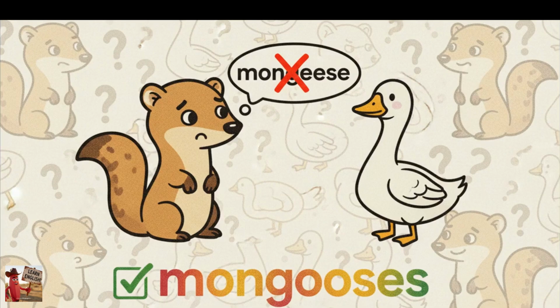So, did you get it? The answer is mongooses. Now, if you thought mongeese, you're not alone. And you weren't really wrong, you were just doing what our brains do best. You were spotting a pattern, right? Just like goose becomes geese, that's called analogy, and it's a super powerful force in how we talk, even if it leads us down the wrong path sometimes.